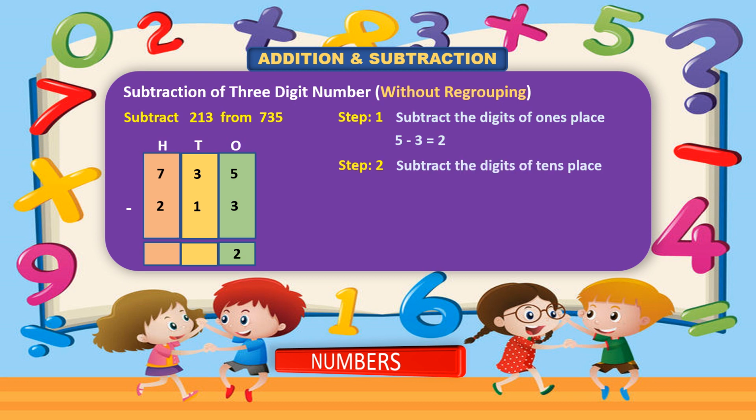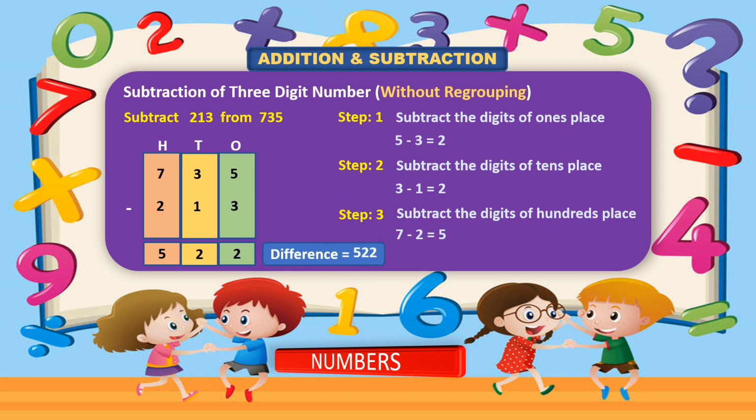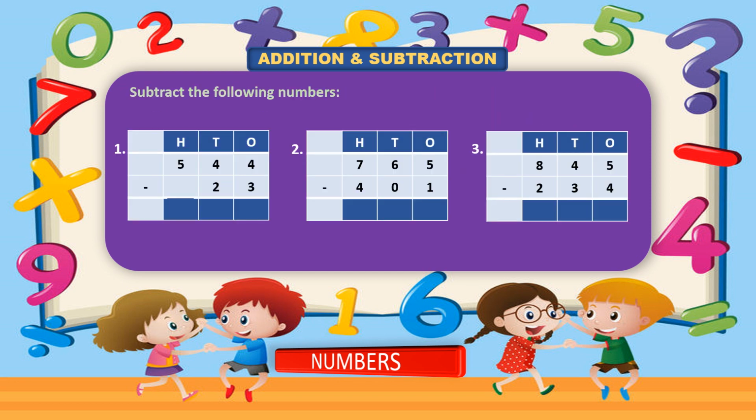Step 2. Subtract the digits of tens place. 3 minus 1 is equal to 2. Step 3. Subtract the digits of hundreds place. 7 minus 2 is equal to 5. So the difference is 522. Few more examples for subtraction without regrouping.